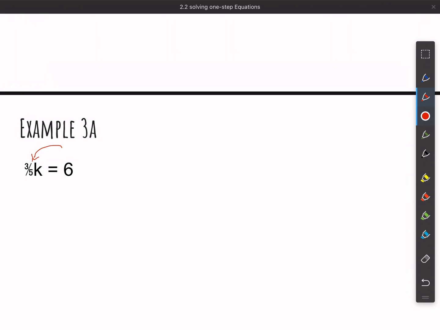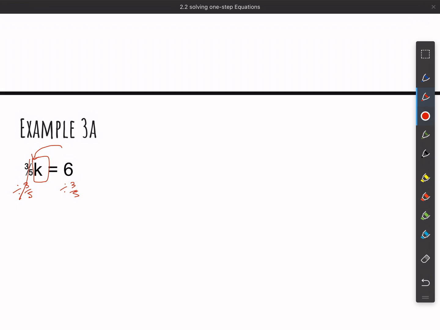Okay, so to get k by itself, I would need to divide both sides by 3/5, right? So divide both sides by 3/5. If I do that here, this is going to go away, right? Because it's an opposite operation. And on the other side, if I'm dividing by a fraction, hopefully you remember your rules. If you divide by a fraction, you just flip it and multiply, right?